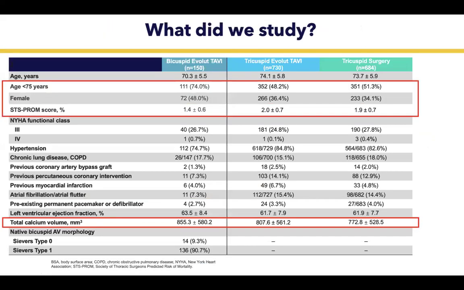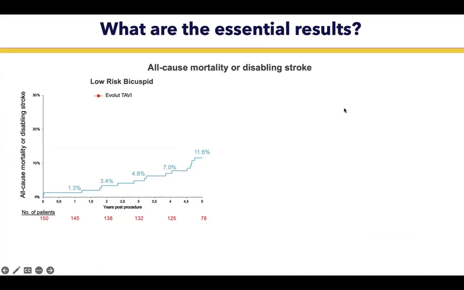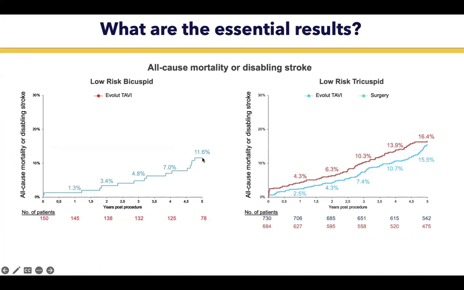I can show you that in the previous slide. You see in the bicuspid cohort, 74% of patients were below 75 years of age. In the classical randomized trial, it was only 50%. The STS-PROM surgical risk was 1.4, versus 2.0 in the normal population. So that's the reason why these outcomes of mortality and stroke are even better in the bicuspid cohort as compared to the tricuspid cohort.